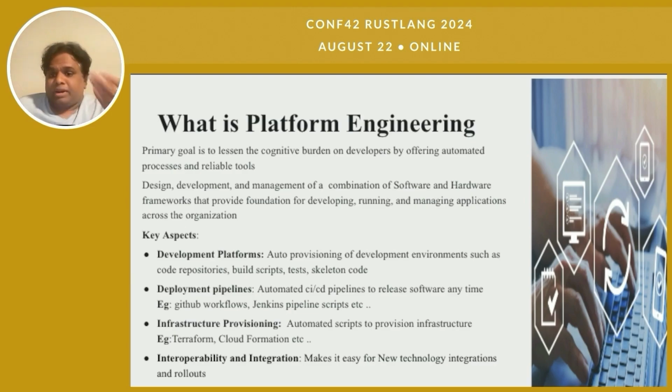And then the deployment pipelines. The platform should give me the deployment pipelines, for example, automated CI/CD pipelines to release software at any time. If I'm using GitHub for CI/CD, then I need GitHub workflows. If I'm using Jenkins, I need Jenkins pipeline scripts, etc. And then I need infrastructure to be provisioned automatically. So I need automated scripts to run in the backend to provision infrastructure, like Terraform or CloudFormation, whatever I use.